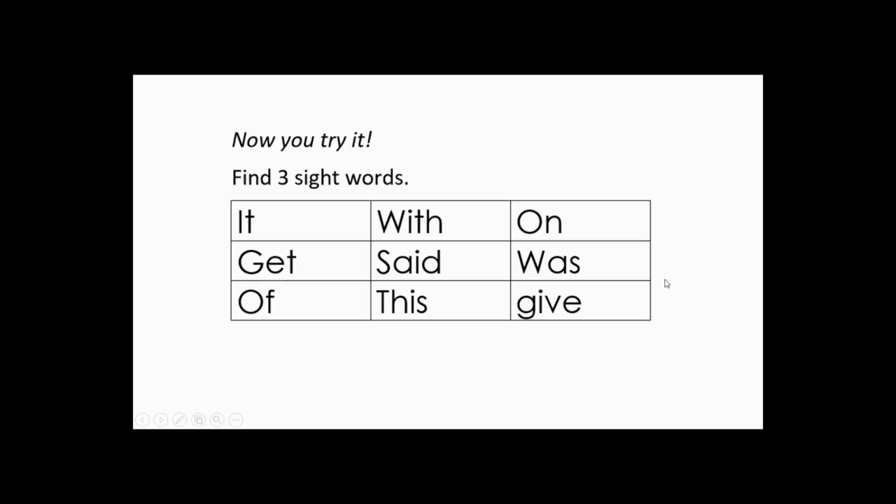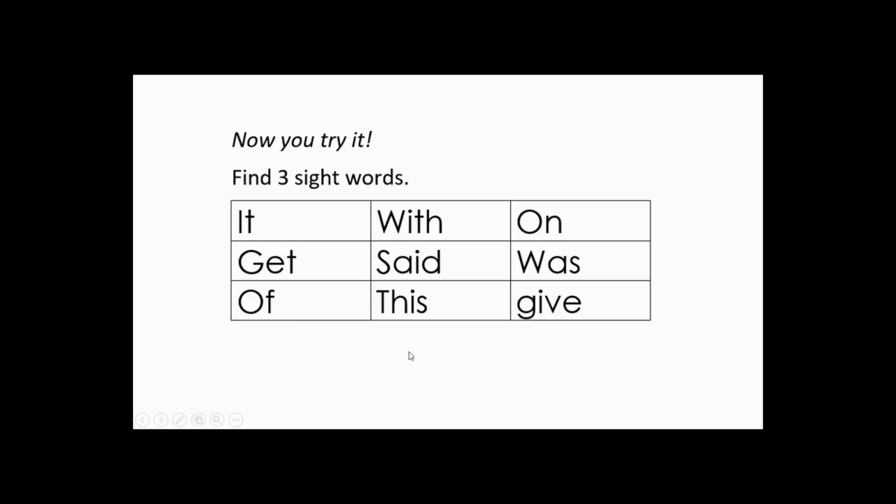So now you try it. In this array of words, all of these are high frequency words, but you find the 3 that are high frequency sight words. Okay, the 3 are, in this column, there's 1: "of." It looks like it should be spelled O-V, but it's not. "Of" is spelled O-F. That is a high frequency sight word. We don't say this "off," it's "of."